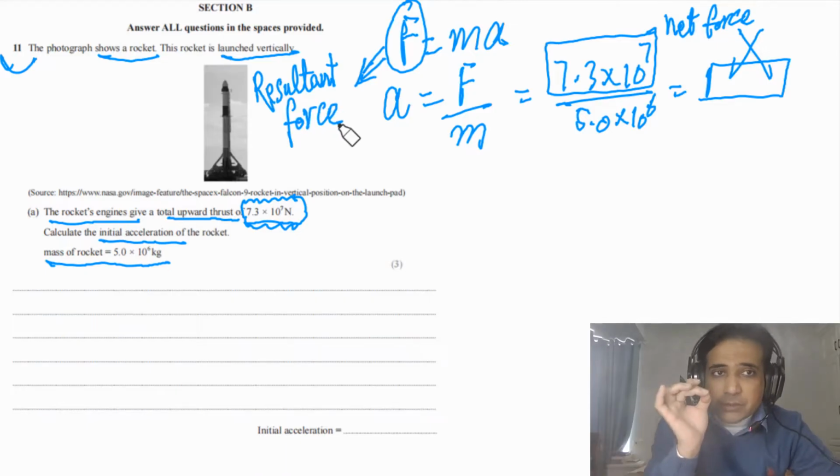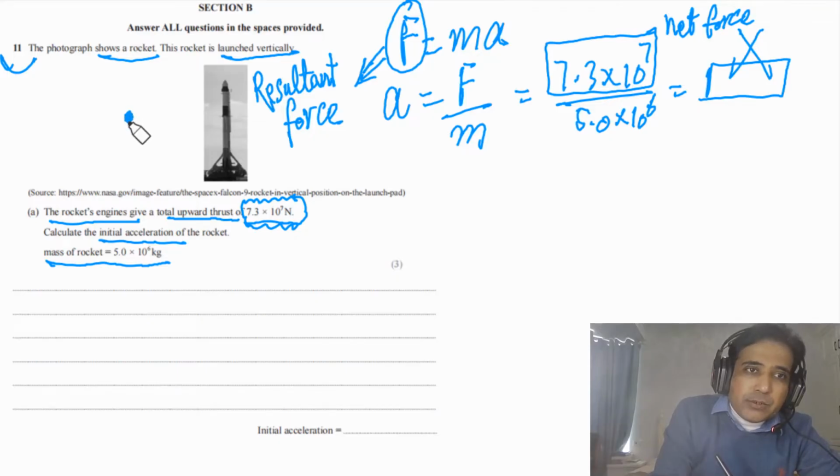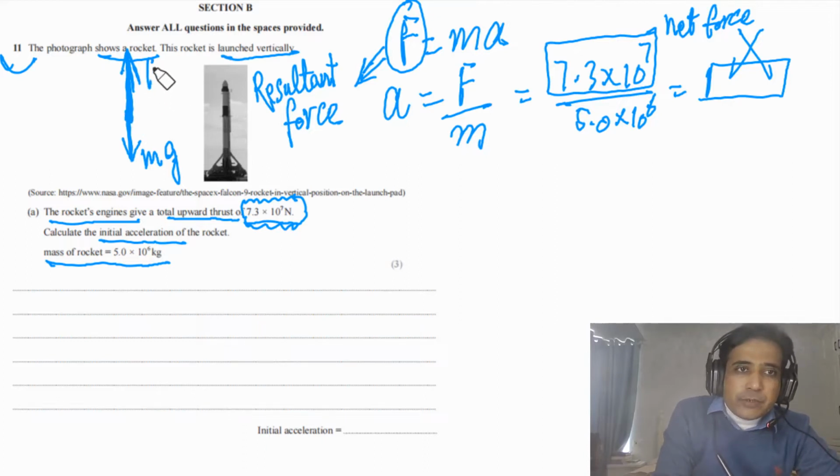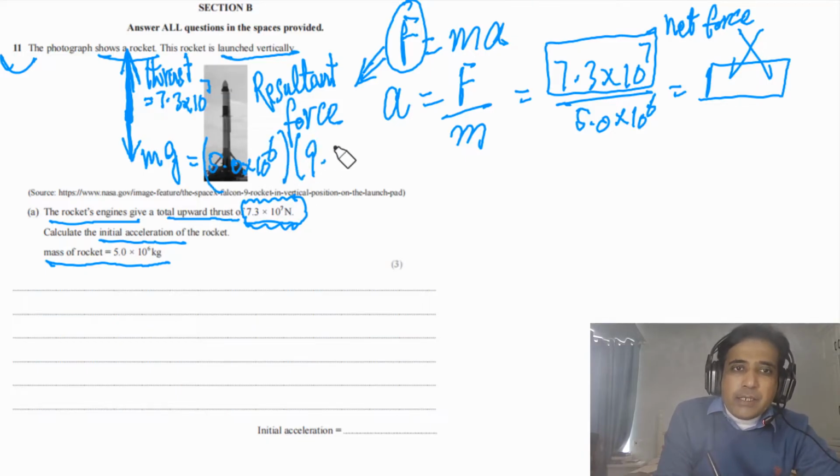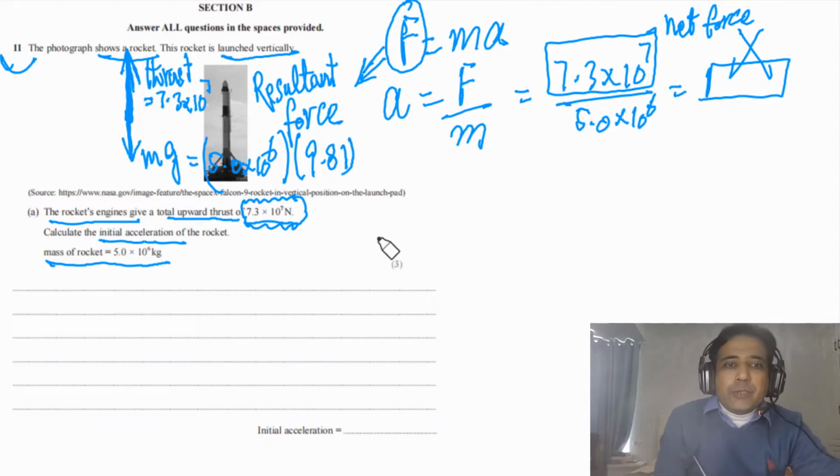In order to answer this question, first of all, we can sketch the free body diagram. There are two forces acting on the rocket. One is the weight of the rocket, so this is mg, acting vertically downwards, and there is the thrust force. The value of thrust is given to us, 7.3 times 10 to 7, and the value of weight is 5.0 times 10 to 6 multiplied by 9.81. We need to find the acceleration.